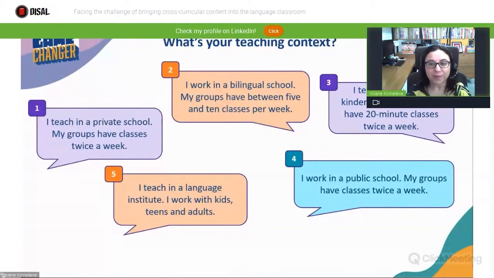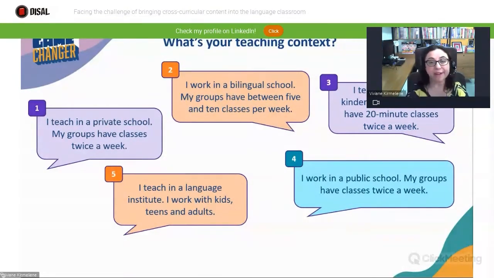Nice. Well, I think that 5 is the most popular here, right? I teach in a language institute. I work with kids, teens, and adults. As far as I can see, 5 was the most popular.